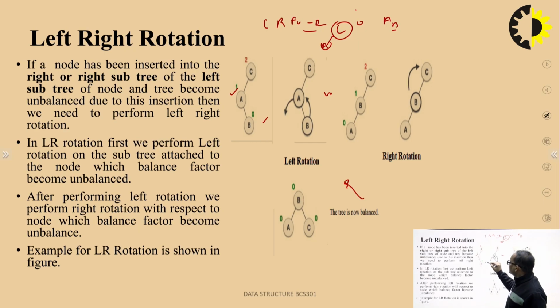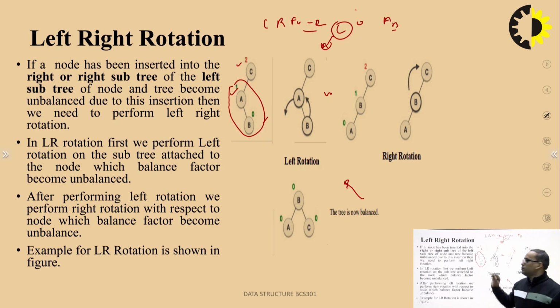So after inserting A and B, this will become the tree. Now the balance factor of B is 0. The balance factor of A is 1, since there is no left child, and the balance factor of C: this is the left subtree of C, okay, so the levels are 1 and 2, and there is no right subtree of C. So 2 minus 0, it will be 2. So now the balance factor of C is 2.